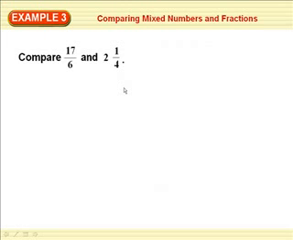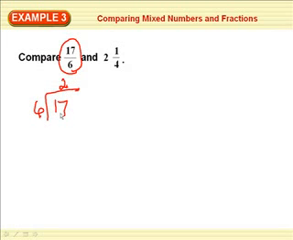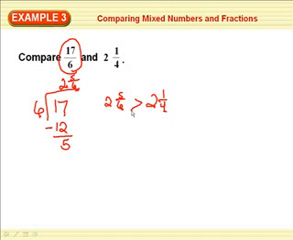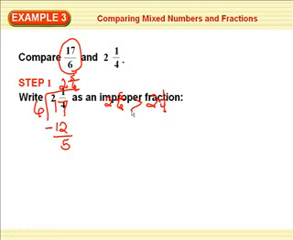Okay, compare 17/6 and 2 1/4. So what do you want to do? Let's make this one be a mixed number. 17 divided by 6. It goes in there 2 times, which is 12. And there's 5/6 left over. Okay, 2 and 5/6. Well, let's just use common sense about fractions. 5/6 is almost the whole thing. So 5/6 is going to be greater than 1/4. So 17/6 is greater than 2 1/4.